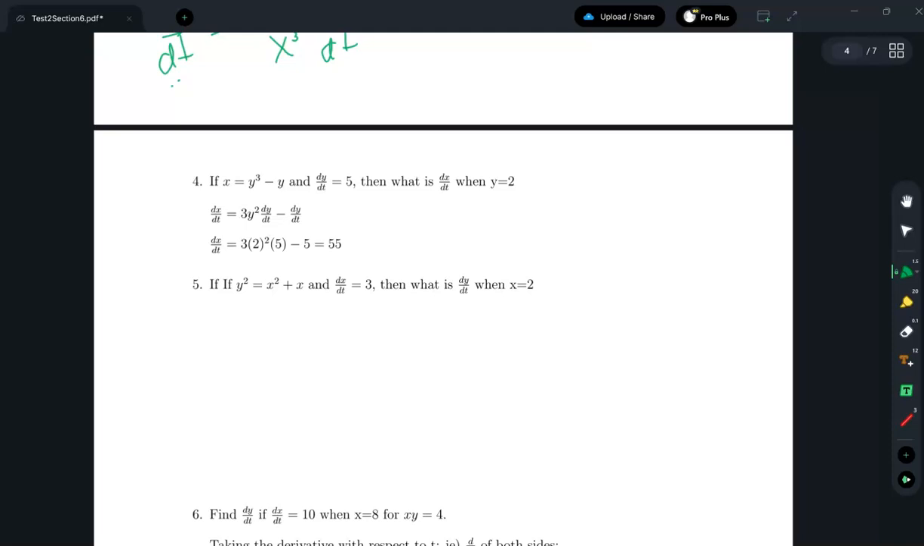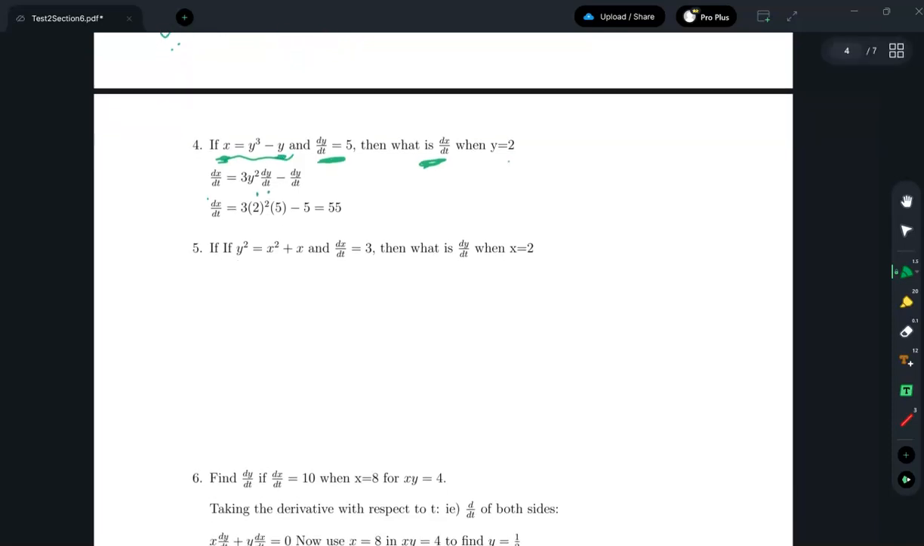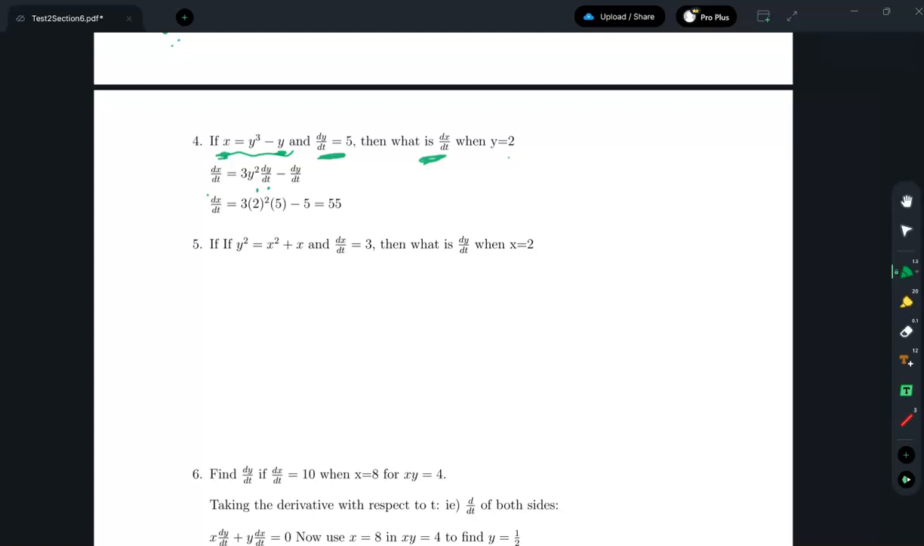Okay, so let's look at this one. So here's my function. I'm given this rate. I want to find this rate, and this is the when information we use after the derivative. So to take the derivative of this, you get dx over dt, 3y squared dy over dt, and you know the derivative of negative y is just negative dy over dt. Then I just get to go plug the information in, right? Plug in y is 2. And I get to plug in the dy over dt is 5.